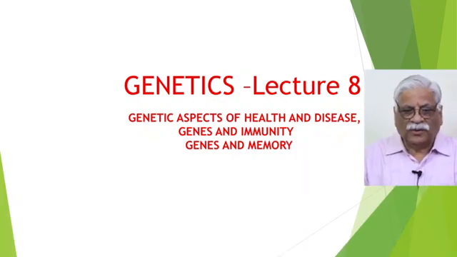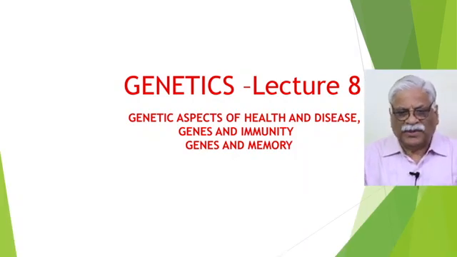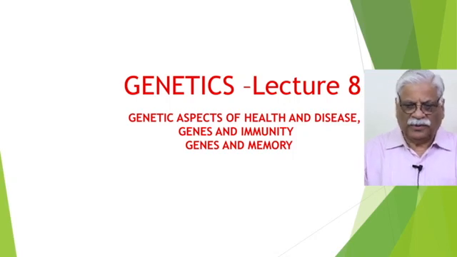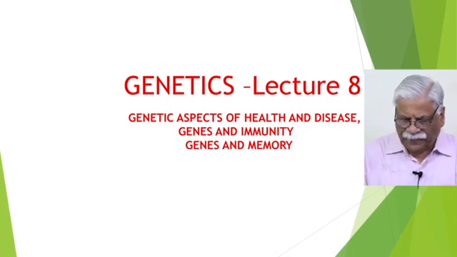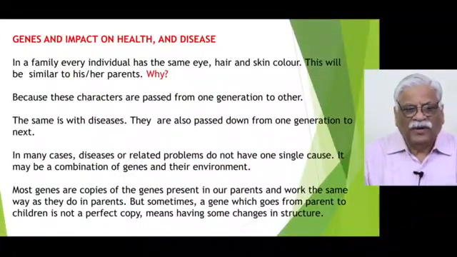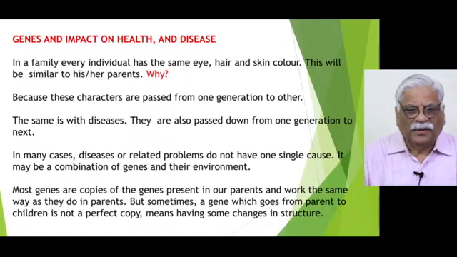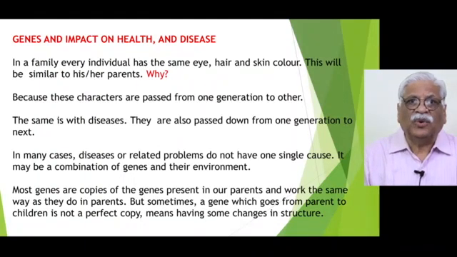So today we are going to talk about genetic aspects of health and disease and immunity, and if time permits, we will also talk briefly about memory. In a family, every individual has similar eye, hair and skin color, similar to his or her parents. The question is why? Because these characters are passed from one generation to another.